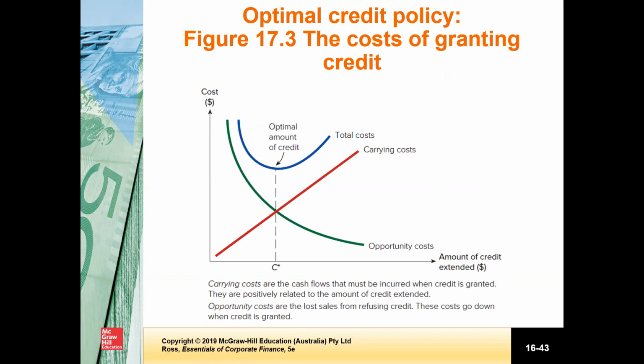So if you look at this diagram, point C star is actually the point where the total credit cost is minimized. You can see here the amount of credit extended. This is carrying costs and this is opportunity cost. As you grant more credit, carrying cost increases and opportunity cost decreases, and the sum of them is in this blue line. And this is the optimal level of credit where the total cost is minimized.